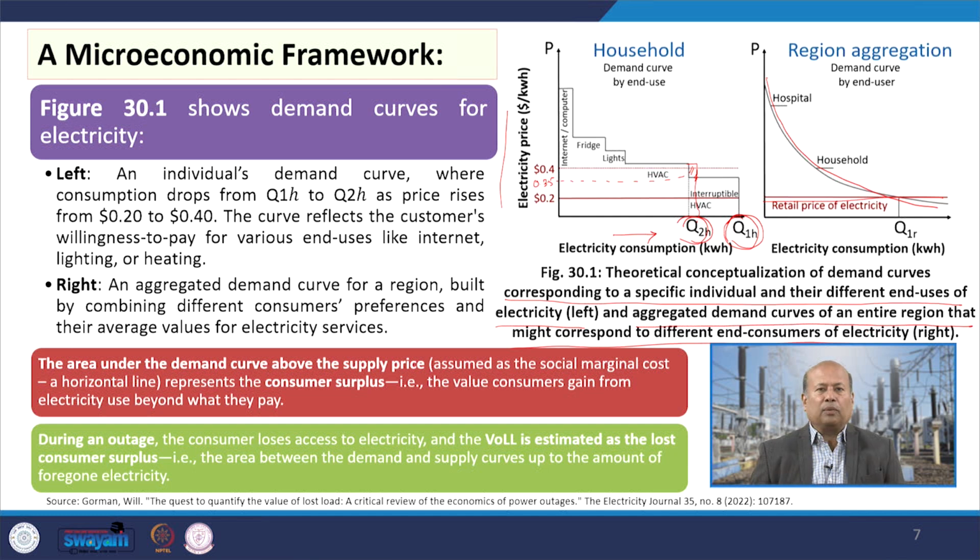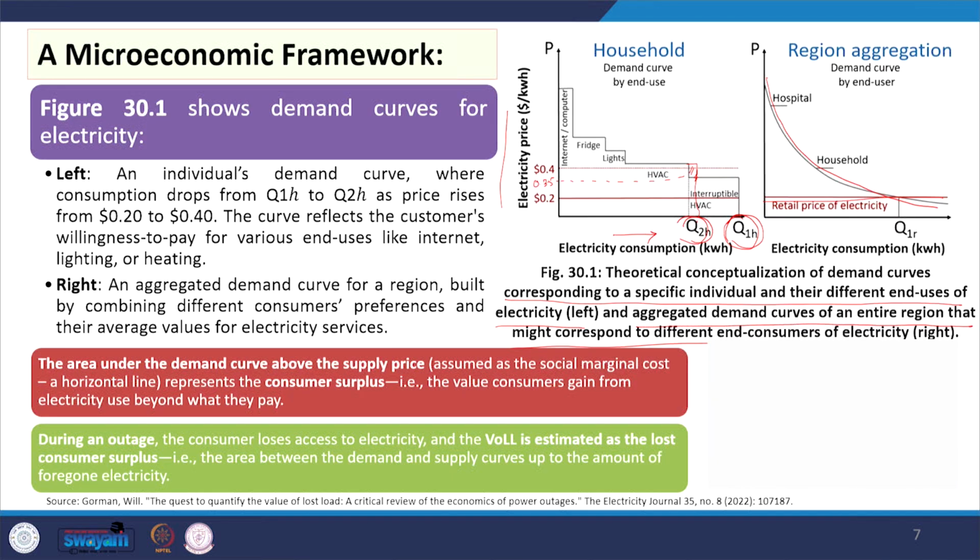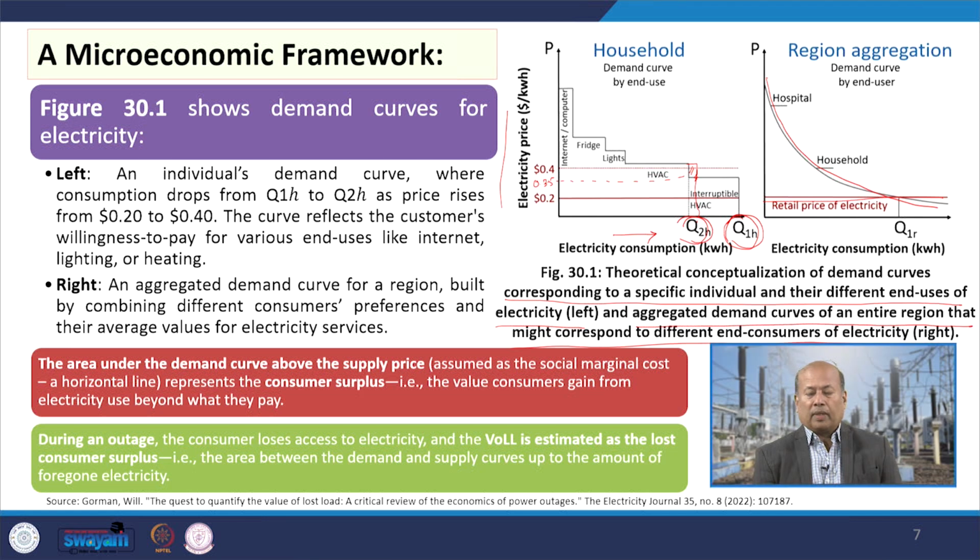So let us understand what the left diagram talks about. It shows an individual's demand curve, where consumption drops from Q1 hour to Q2 hour as price rises from 0.20 to 0.40. The curve reflects the customer's willingness to pay for various end uses like internet, lighting and heating. So you are ready to pay more and more when you move from right to left.